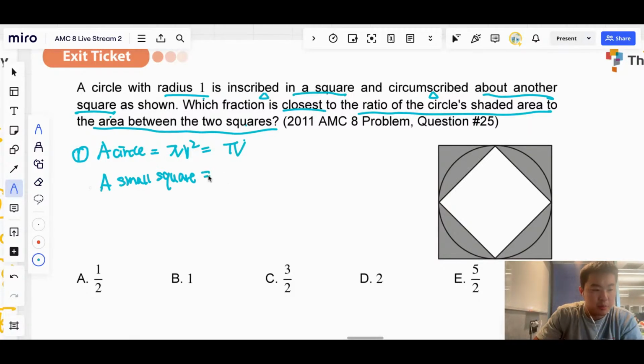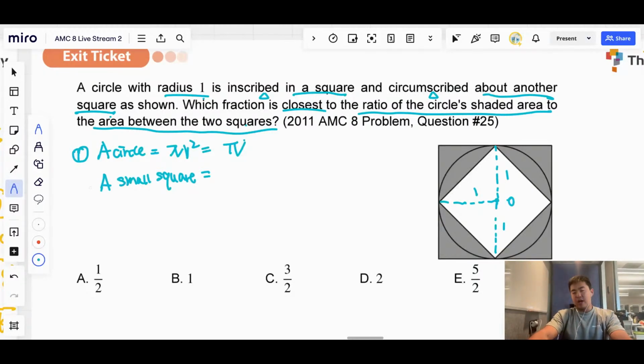Again, we are going to employ the length of the radius. So let's consider this point O as the center of the circle. Then if we connect this vertex with O, we know the radius is 1. Also here, this is 1, okay? And if you connect here too, you know it's also 1. Now, let's observe that the diameter of the circle is the exact diagonal of the small square, right?